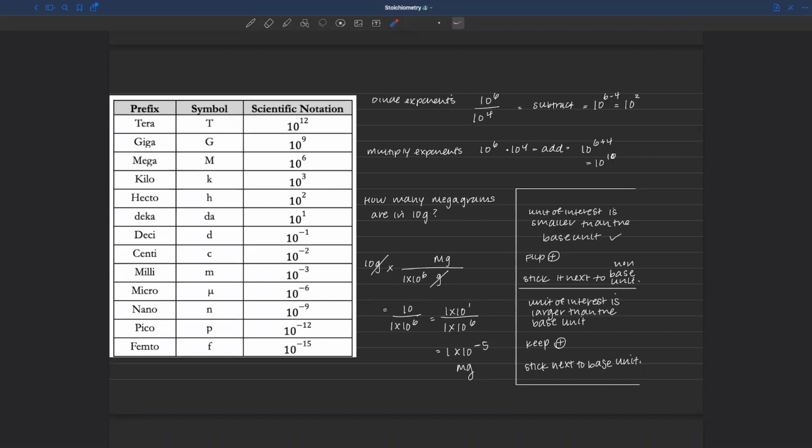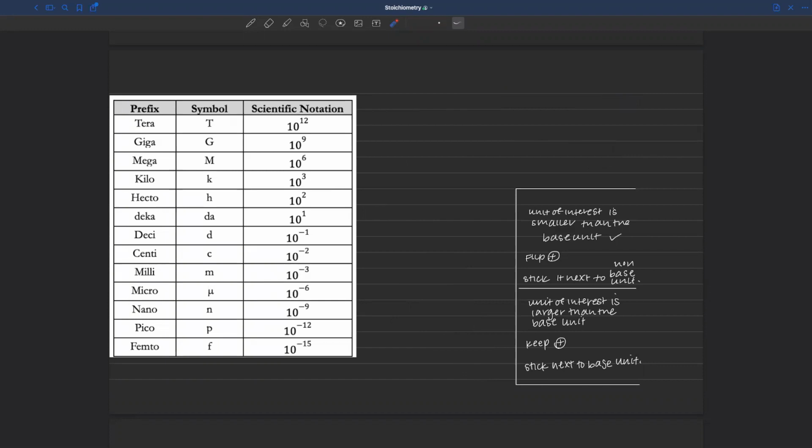Now let's take a look at a slightly different example. This one's going to test to see, has everything up until this point made sense? So a little bit more complex of an example where we're going to use more than one step. So the question's going to be, how many femtograms are in a kilogram?